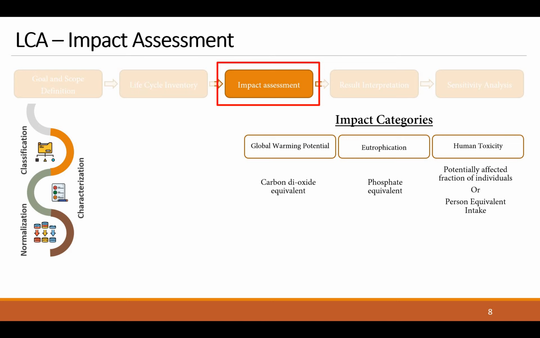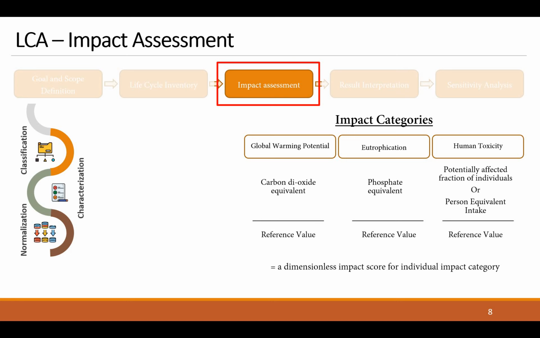So we have to again come up with a way in which we can compare these values somehow. So what we do is we usually divide these category indicator values by a reference value. The reference value for each impact category would be different. I have written reference value for all 3 of them here, but you can consider it as reference value 1, reference value 2 and reference value 3, respective to the individual category.